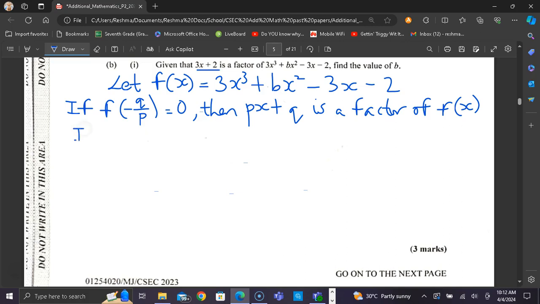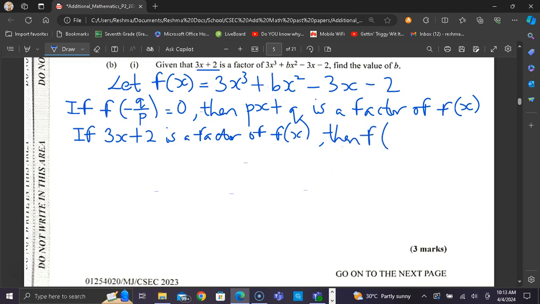Okay, so if 3x plus 2 is a factor of f of x, then f of, all right, and in this case, q will be 2 and p will be 3. So f of negative 2/3 will be equal to 0. So therefore, all we need to do is substitute x is negative 2/3 into f of x, equate it to 0, and that will help us to solve for the value of b.